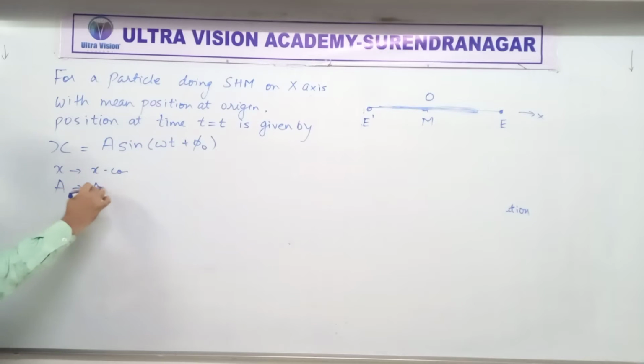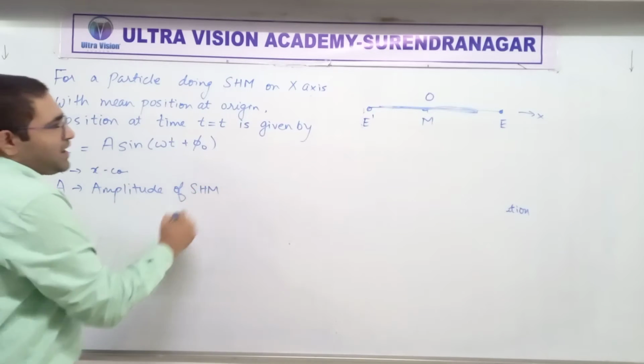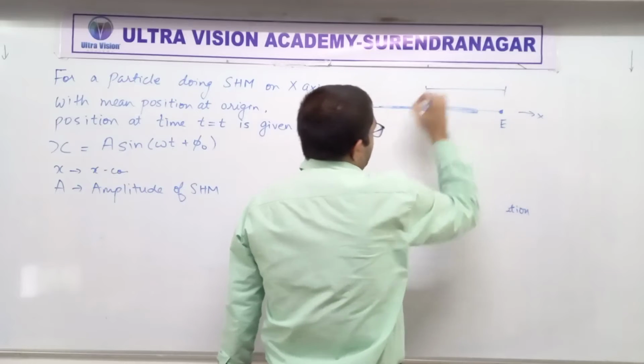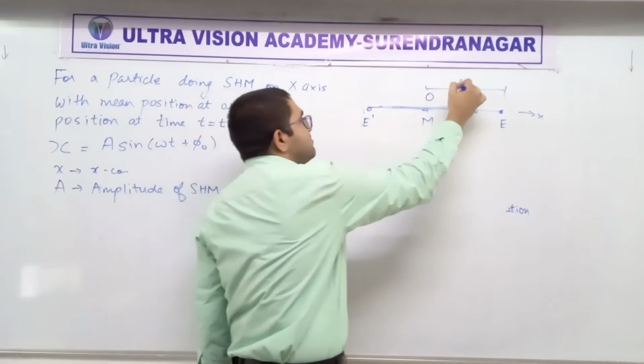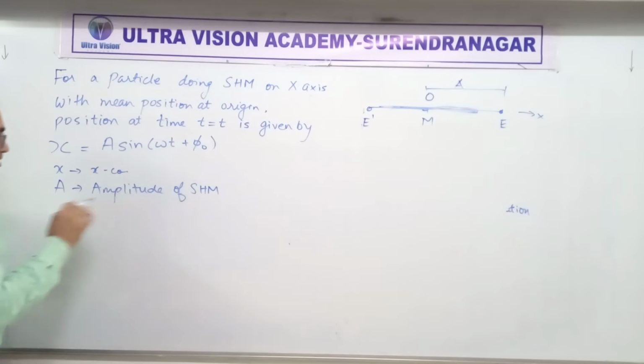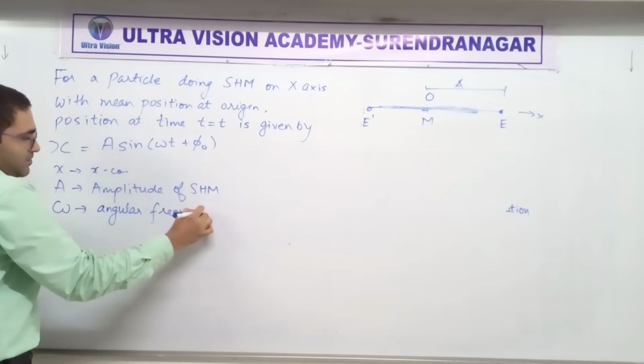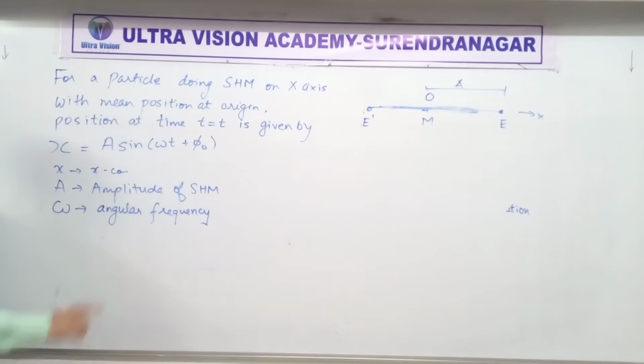A for amplitude of SHM. Again, amplitude means the maximum displacement that this particle goes from the mean position. Okay. Then, what does omega indicate? We have just learned omega, right? I have not told you the name. Now it's time to tell you the name. Omega is called angular frequency, right?